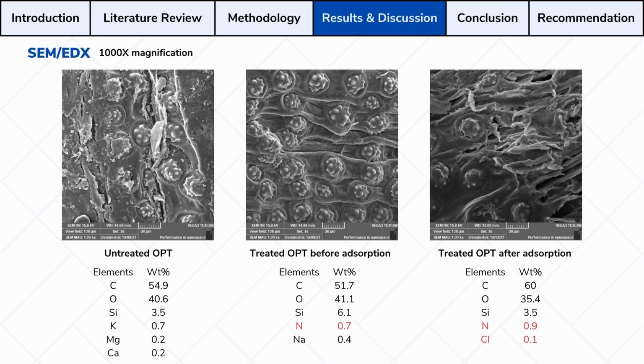The EDS element table shows dominant elements of carbon, oxygen, and silica. For the untreated OPT, there were still traces of potassium, magnesium, and calcium. After the modification with the chitosan solution, all traces of potassium, magnesium, and calcium were gone, and a new nitrogen peak observed indicates that chitosan is successfully attached to the OPT surface. After the adsorption of MG, the amount of N increased, and there was a new sighting of chlorine peaks, which indicates that MG successfully attached to CSOPT.